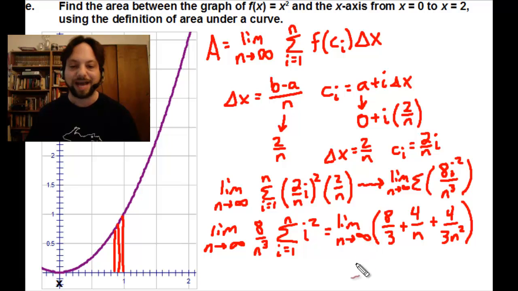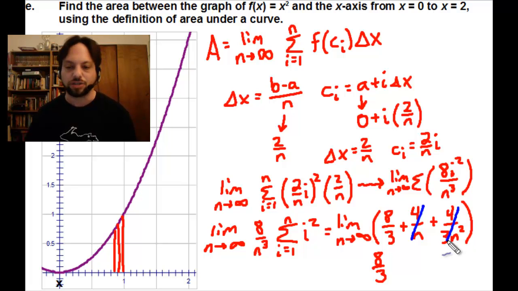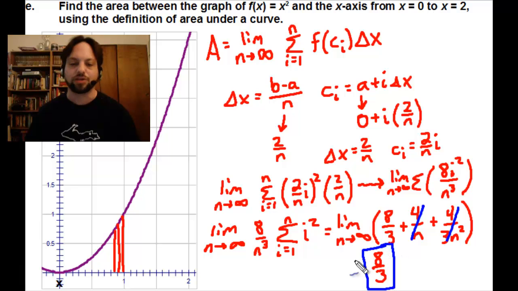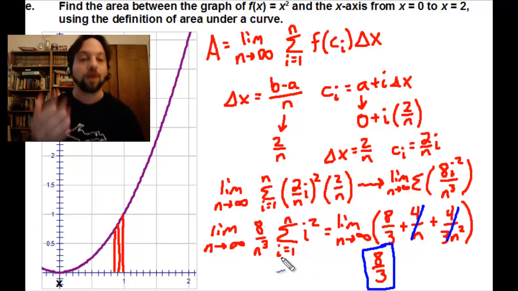And what you'll see now is as n approaches infinity, this first term stays at 8/3. The second term, 4 over n, as n approaches infinity, simply just goes to 0. And 4 over 3n squared as n approaches infinity also goes to 0. And so what that means is that the area under y equals x squared from 0 up to 2 is actually equal to 8/3.